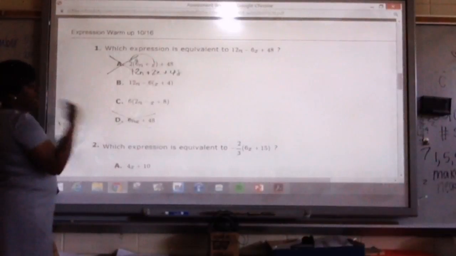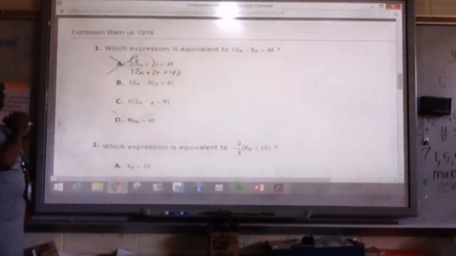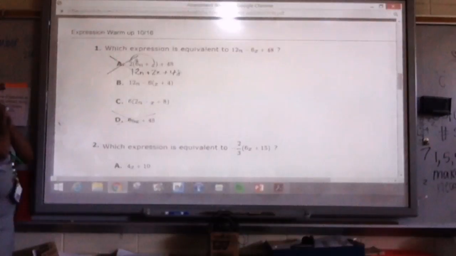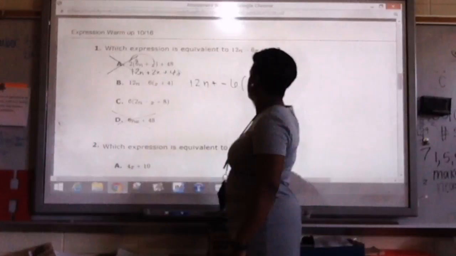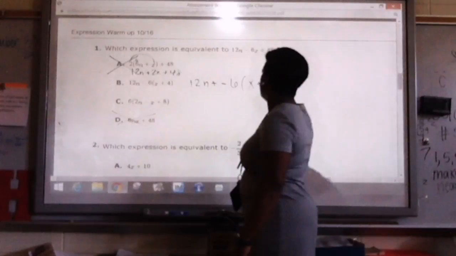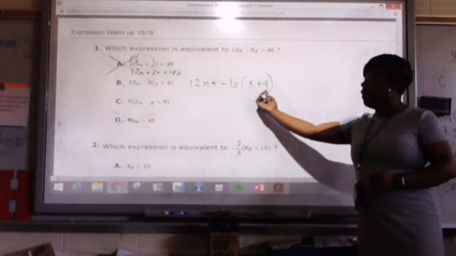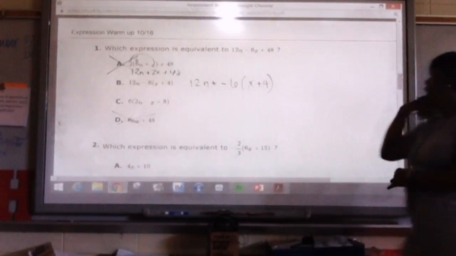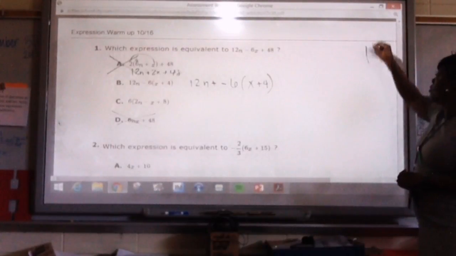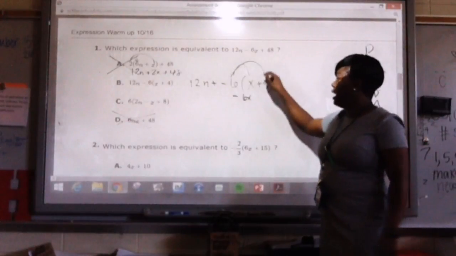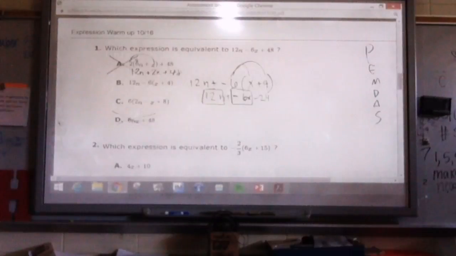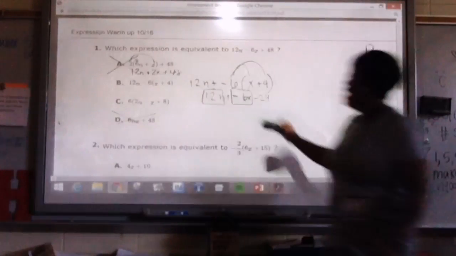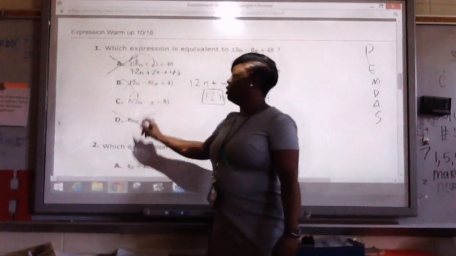Okay? Look at B. What do you think I need to do first? Rewrite. I'll rewrite it. 12n plus a negative 6. After that, 4 is not a variable. What are they called? Negative 6x and a negative times a positive. I can't add them because I thought they had the same variable. So let's backtrack. Distribute the first.